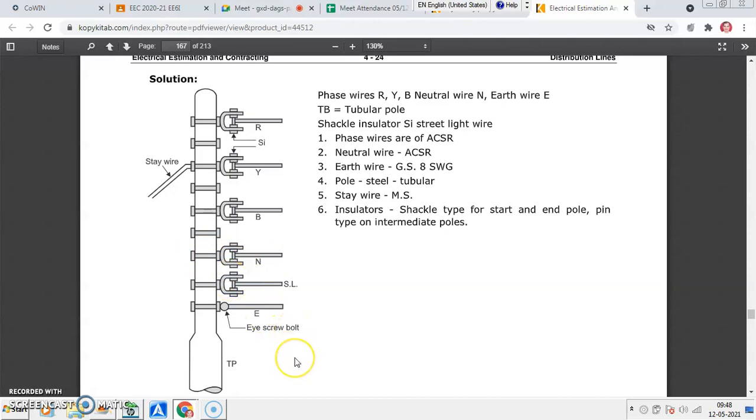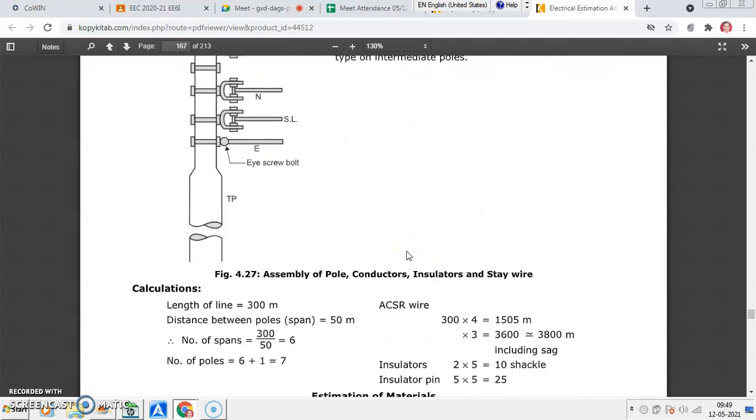Then you may have the earth wire, 8 SWG, guard wire. Then the stay wire for supporting the structure, mild steel. Normally up to 400 volt, 440 volt we use shackle type insulator, so that you can have the provision of the conductors for the voltage level of 400 volt, 440 volt and the current as per the load provided.